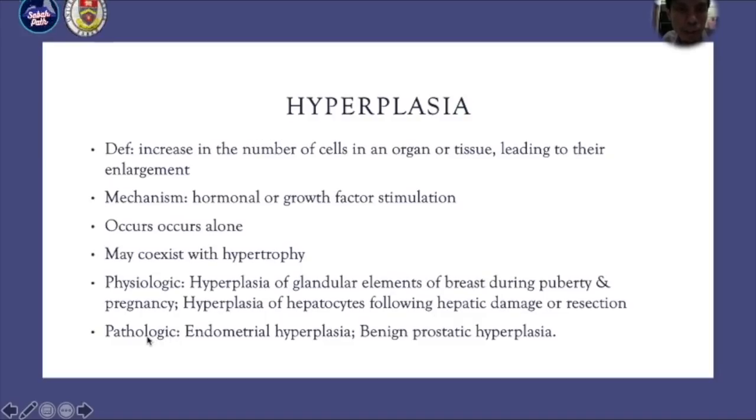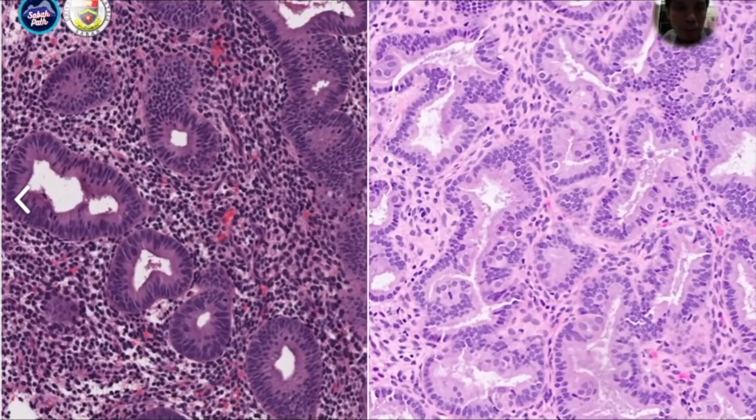An example of pathological hyperplasia is endometrial hyperplasia in unopposed estrogen stimulation. Usually, this prolonged endometrial hyperplasia may predispose the lady to endometrial carcinoma. Another example of pathological hyperplasia is benign prostatic hyperplasia. Usually, it occurs as a result of excessive stimulation by androgen, particularly in elderly males.